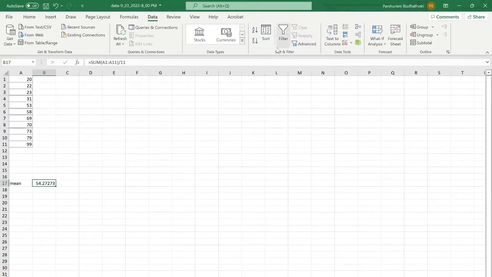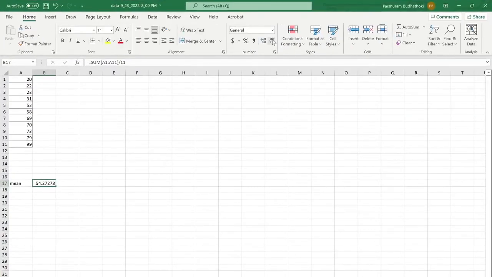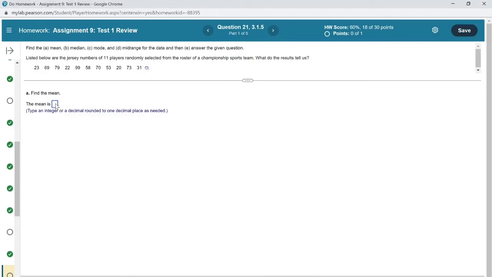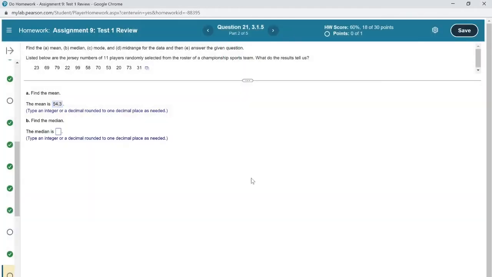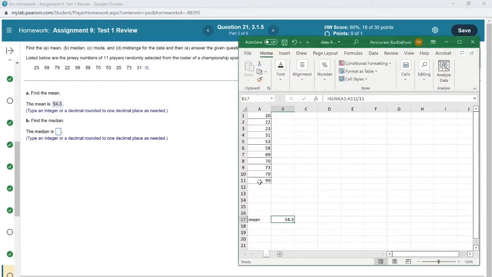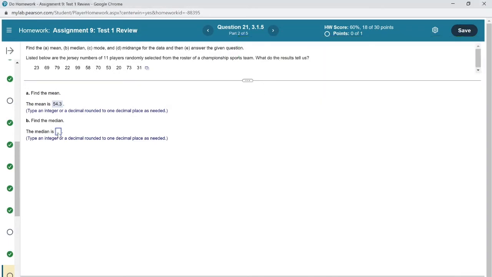So I can just use, where is that? Go to Home and use this one. When you do the rounding, it's 54.3. That's the mean. Median is the middle number. Here you can see there are 11 data, so the middle number would be the data at the 6th position. That's the middle number. So that's 58.